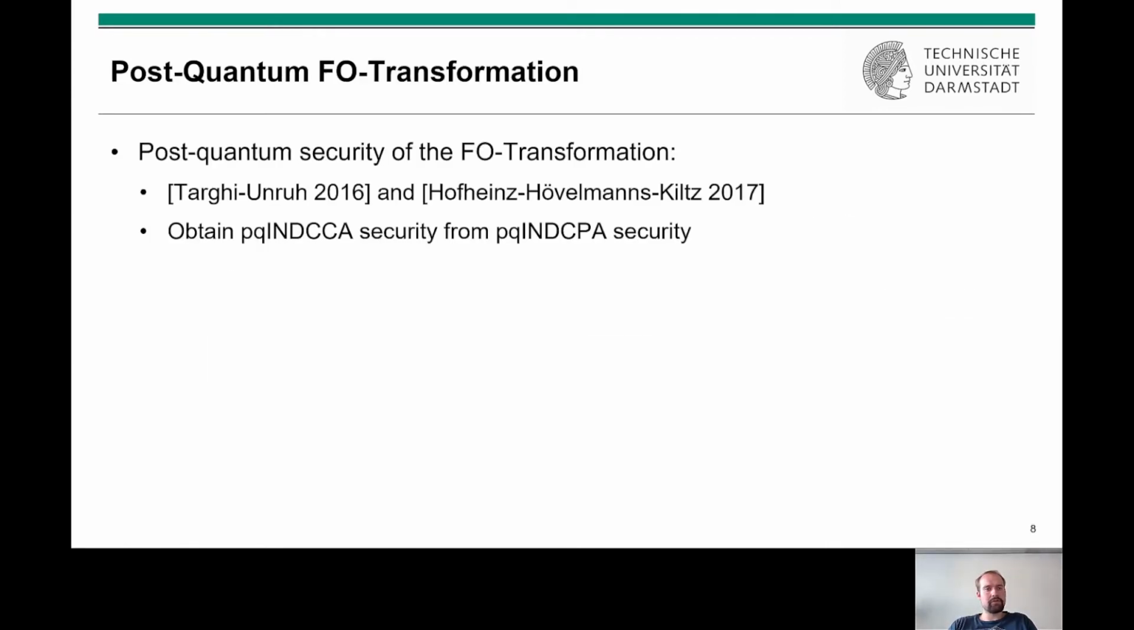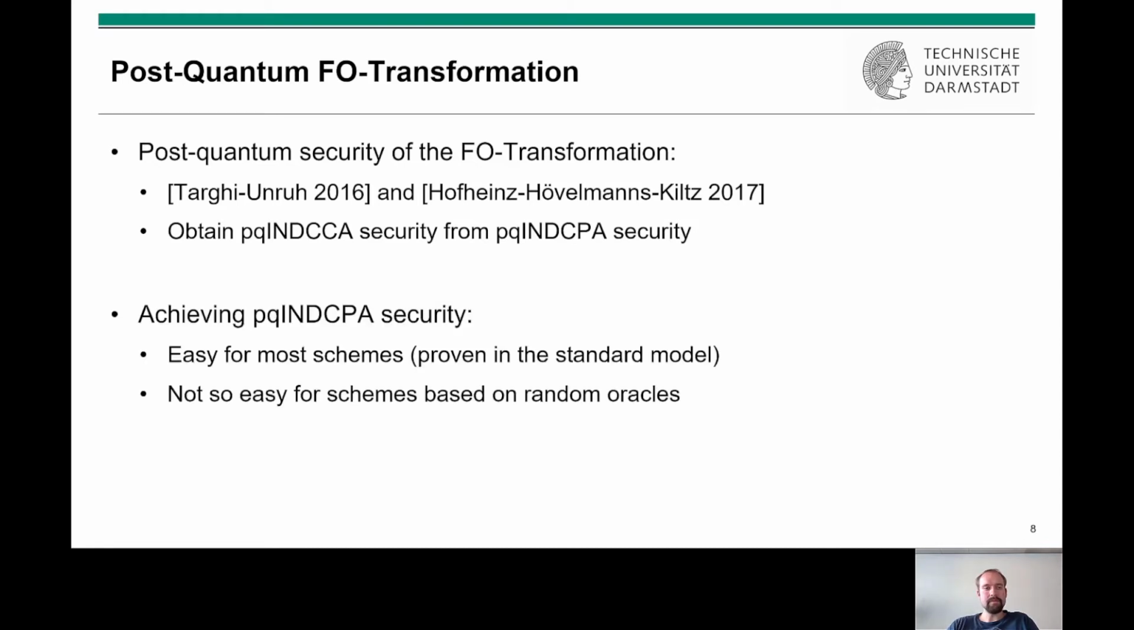The Fujisaki-Okamoto transformation has also been analyzed in the post-quantum setting, for instance by Targhi and Unruh in 2016 and by Hofheinz, Hövelmanns and Kiltz in 2017. They essentially show that the transformation is also valid against quantum adversaries. So if we have a scheme which achieves IND-CPA security against quantum adversaries, or is post-quantum IND-CPA secure, then the transformation gives us a post-quantum IND-CCA secure encryption scheme. So this means that the goal now is to achieve post-quantum IND-CPA security and then use the generic transformation in order to get the desired post-quantum IND-CCA security.